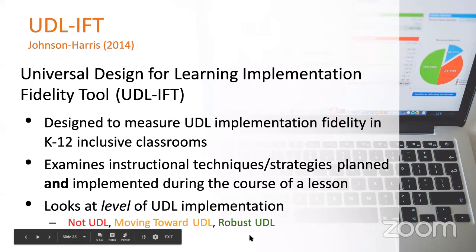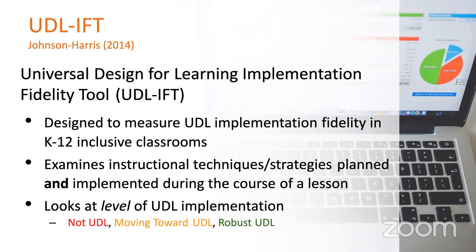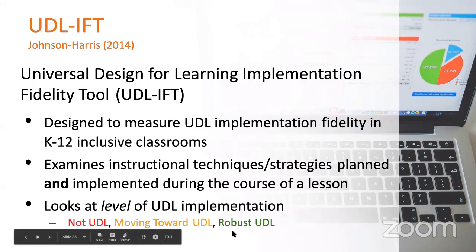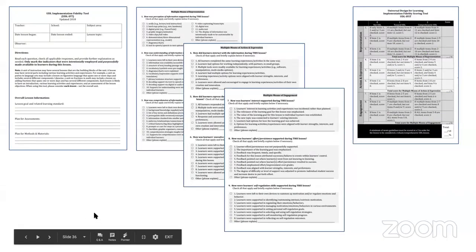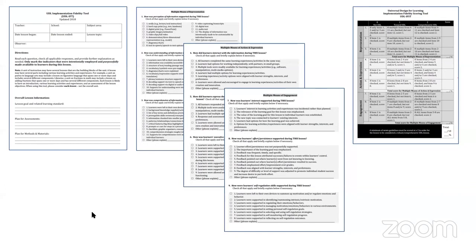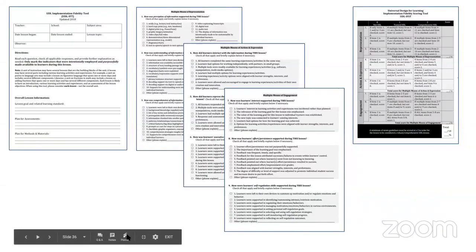And so I developed this tool because I needed a tool, and I couldn't find one out there that was going to work. So the tool examines instructional techniques and strategies planned and implemented during the course of a lesson. And a lesson could be a one-day lesson, or it could span several days. And it looked at the level of UDL implementation, either not being UDL, moving toward UDL, or being robust UDL under each principle. So here's kind of what the tool includes. It has an information page. It has one page for each of the UDL principles, and then it has a scoring tool that goes along with it.